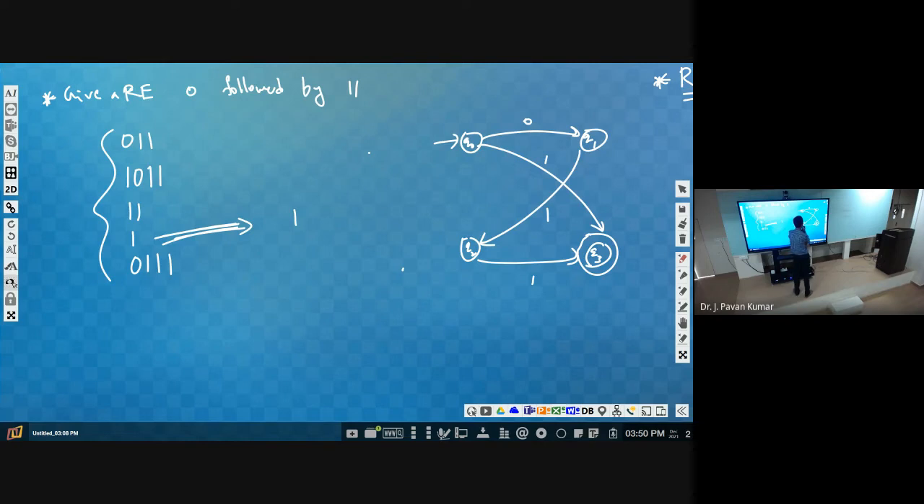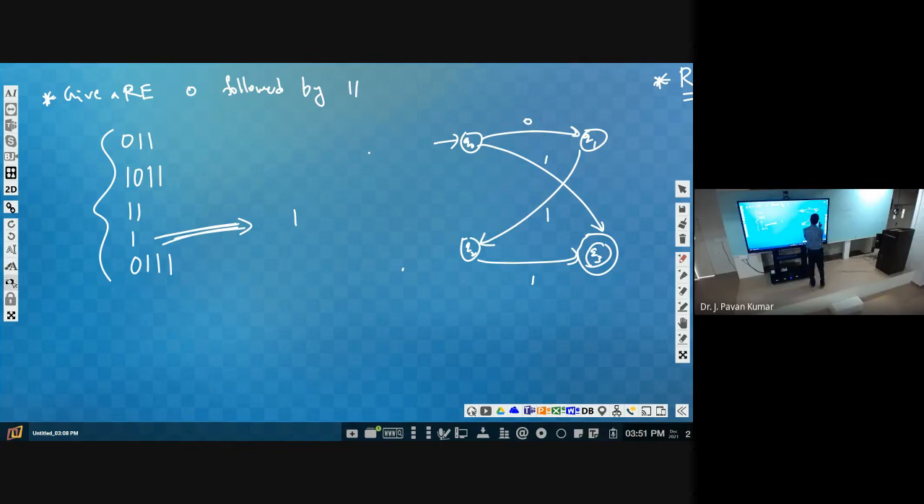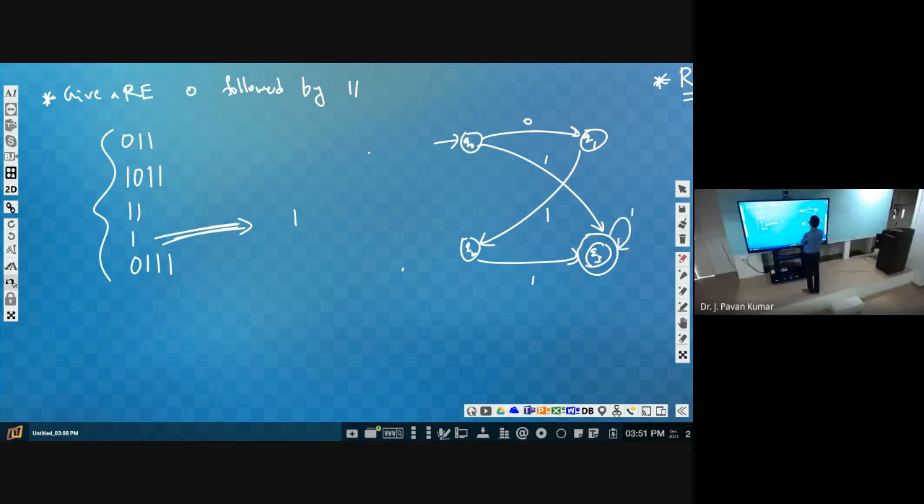Next, so 1 will be accepted. Double 1. Sir, double 1, self loop on Q3 with 1. Okay, now double 1, triple 1, all these will be okay. Next, 0 double 1 will be accepted. Next, 1 0, 1 0 double 1. Now you say this one, 1 0 double 1.